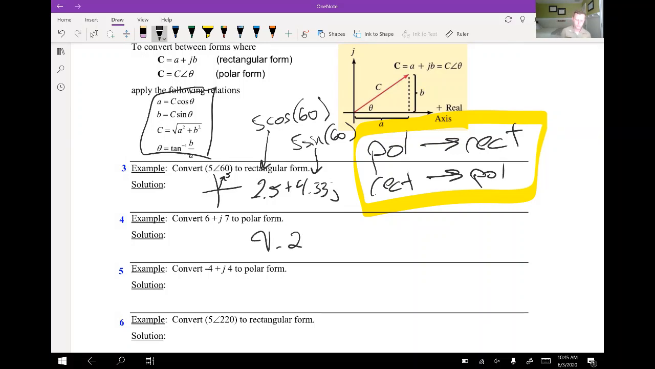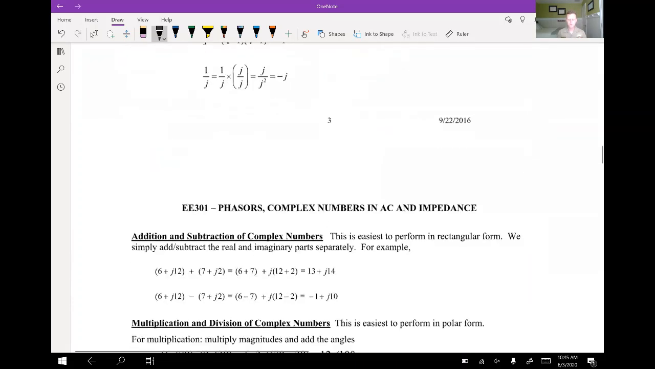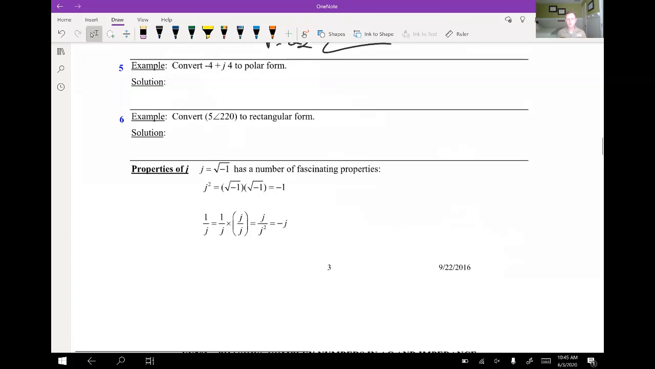9.2, that's a 9.22 angle 49.4 degrees. I recommend doing some of these yourselves and checking these answers to make sure you got it. Here's some properties of J. Like I said, we actually won't be using these at all.